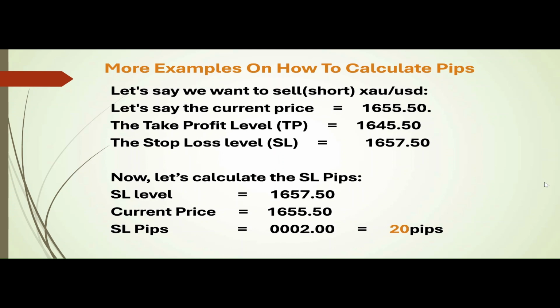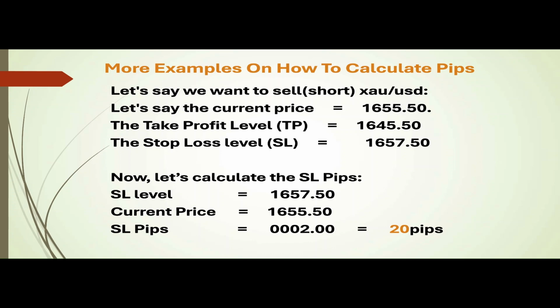Now let's look at the next example here. So, second example, let's say we want to sell gold. That is, we want to short gold, XAUUSD. Let's say the current price of the market is 1655.50. Now take profit level is 1645.50. Then the stop loss level is 1657.50. Now let's first calculate our stop loss pips.